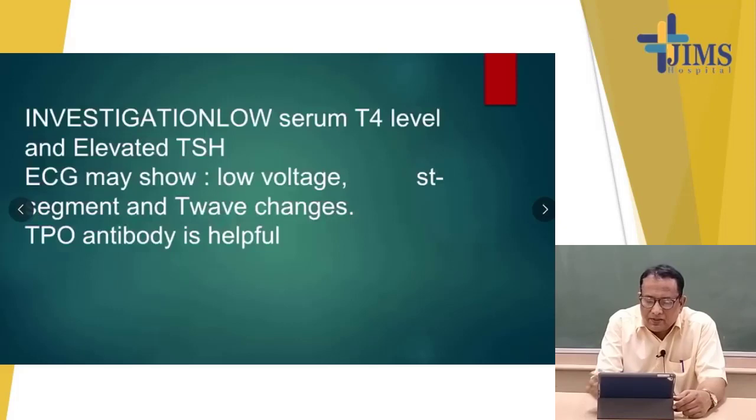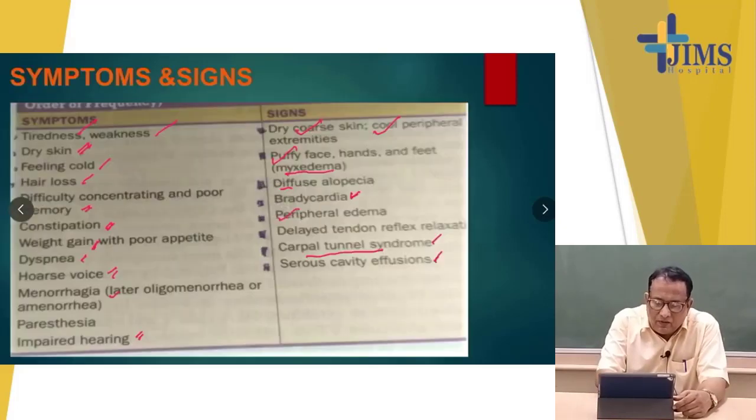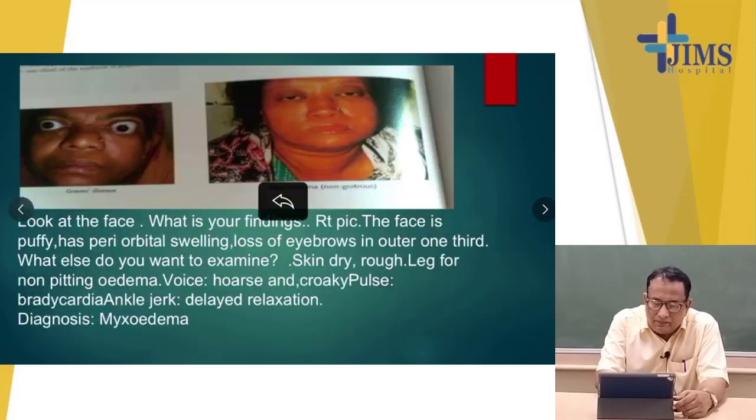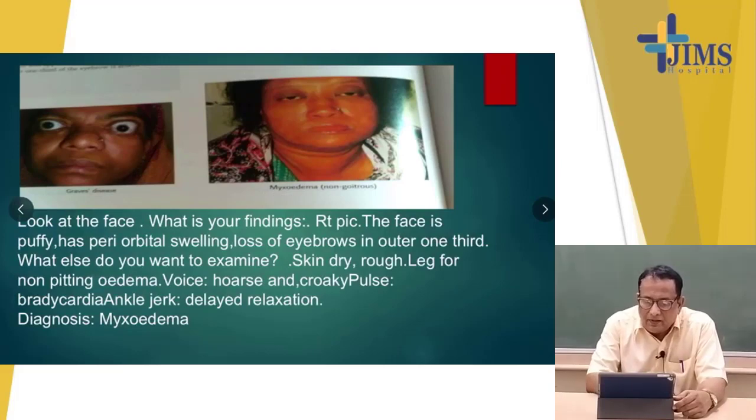Before going to the investigation, let us see once again another picture. Look at this patient's face: there is a similarly puffy face, the eyebrows are deficient, and there is periorbital edema. Whether a goiter is present or not I cannot say. So, coarse features of the face. This face shows that this is a myxedematous face.